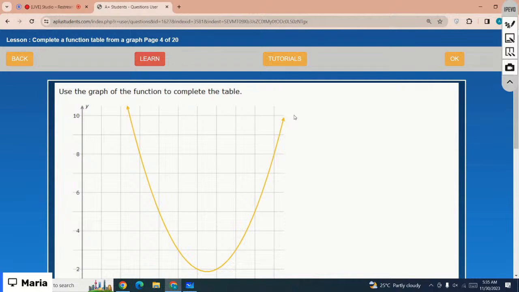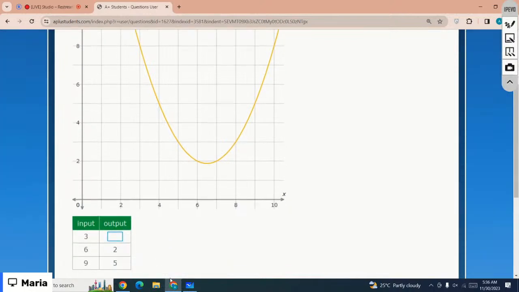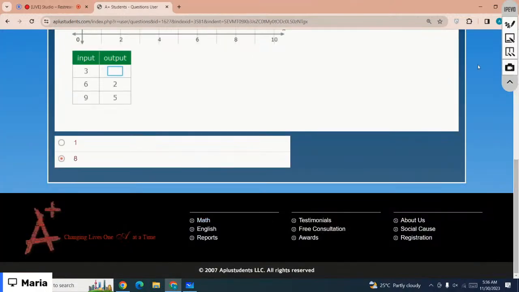Okay. Use the graph of the function to complete the table. X equals 3. Input value is 3. Here is 3, right? Just match it to the y axis. That means when x is 3, y is 8. The correct option is 8, right?